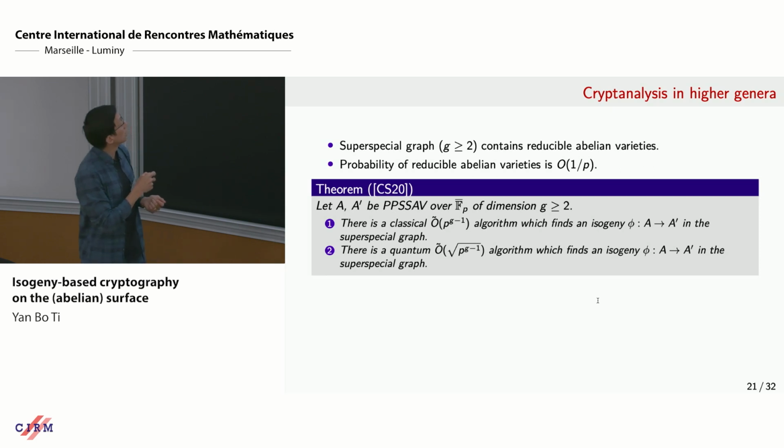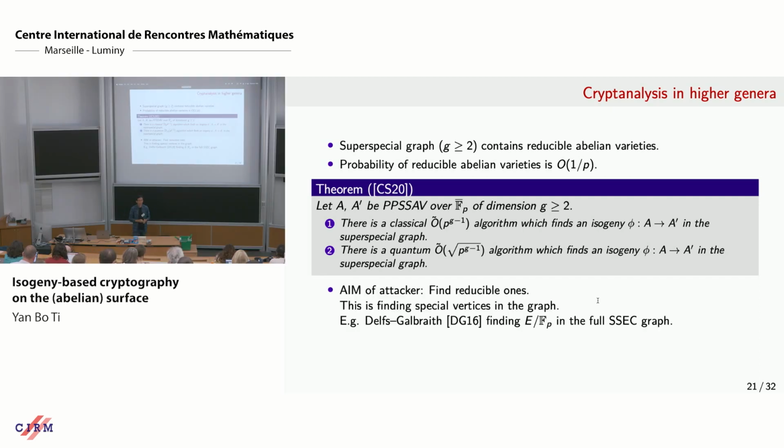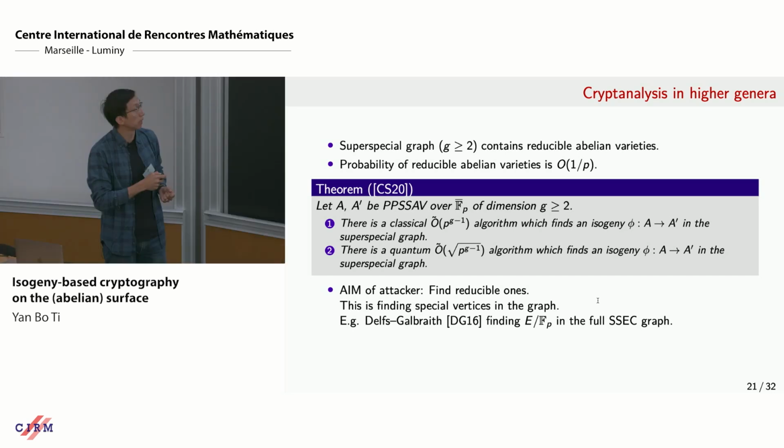So this is much more efficient than the usual way of just running through the graph. Okay. So the aim of the attacker, as I said, is to find reducible vertices, and this is akin to finding special vertices in the graph. And an example of something like this actually happened for elliptic curves.